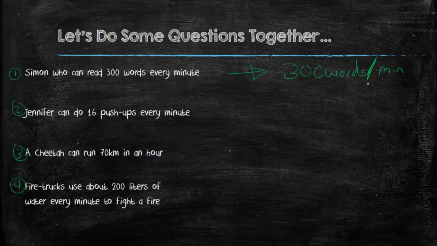Now let me explain this for a sec. This slash here is short for per. So whenever you want to write the word per as a symbol in math, this is the symbol for it. Let's check this out.